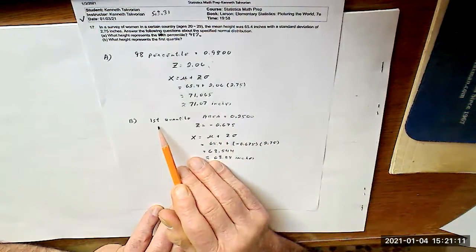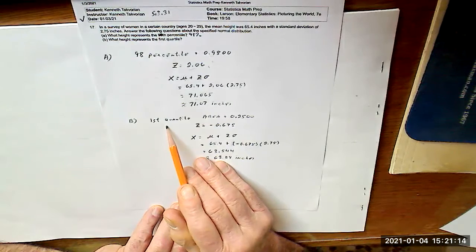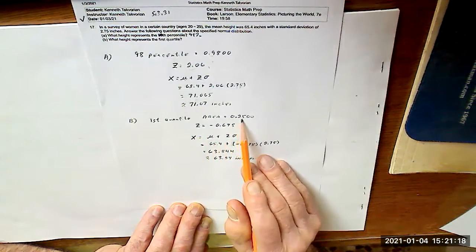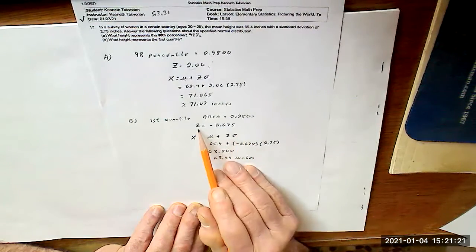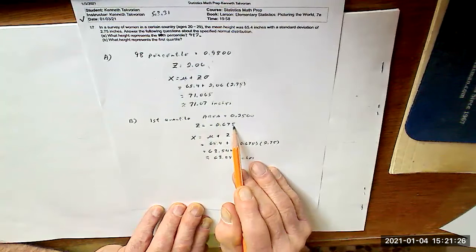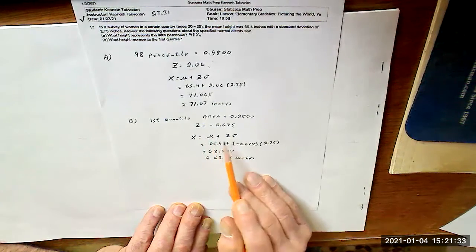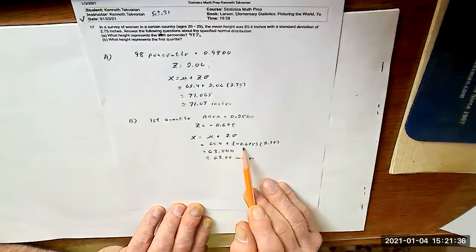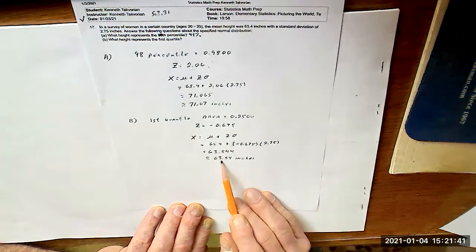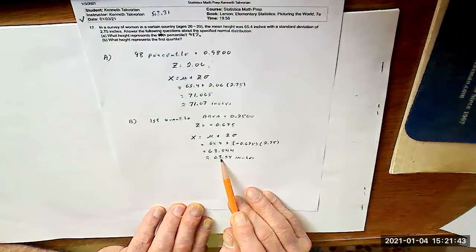Part B says what height represents the first quartile. First quartile area represents 25% of the graph, or 0.2500, with a z-score of negative 0.675 from the tables. Plugging all data values into the formula for x, mu 65.4, z of negative 0.675, sigma of 2.75 and calculating, I'm getting a rounded answer to 2 decimal places of 63.54 inches.